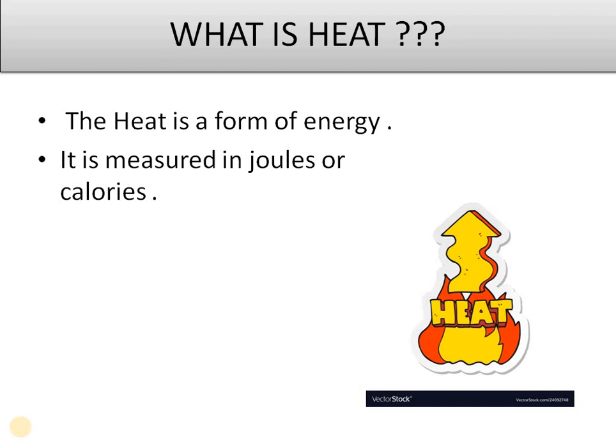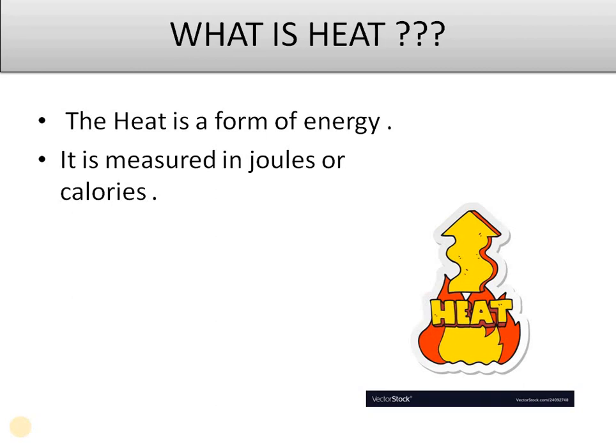So what I'm going to tell you here is that energy cannot be created, and neither can it be destroyed. But what happens is it can transform, it can change from one form to another form.